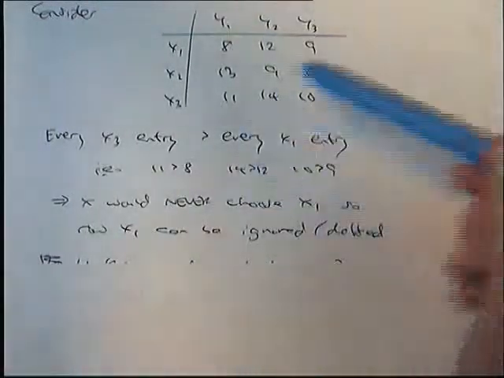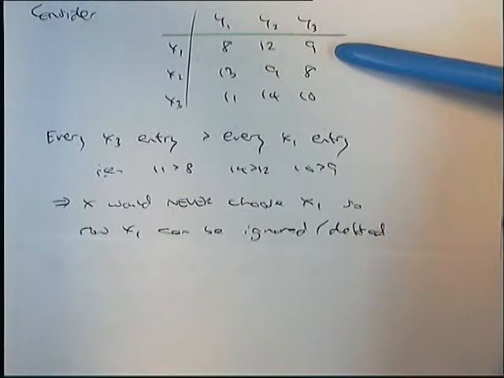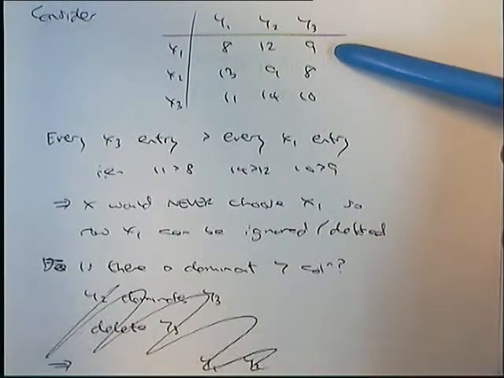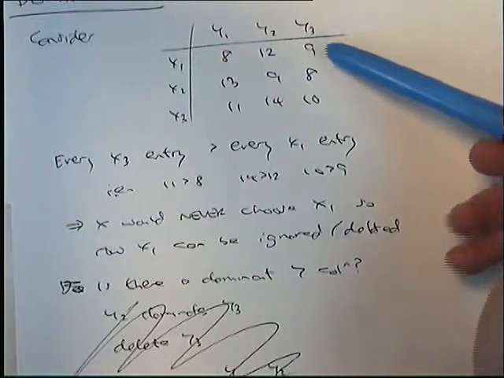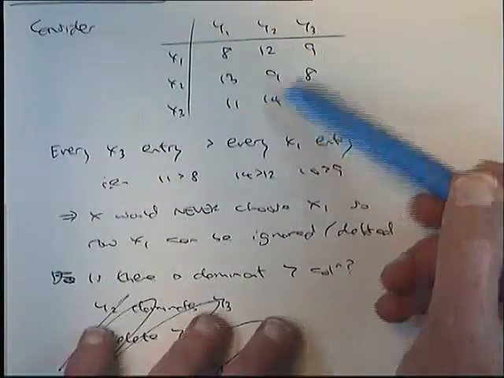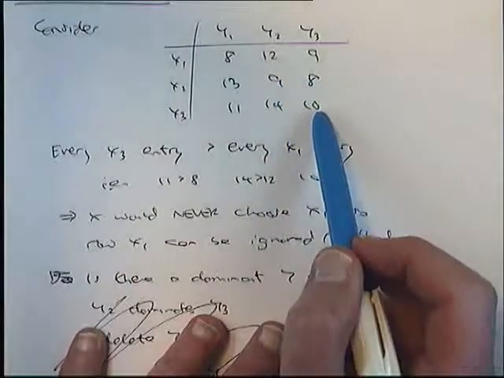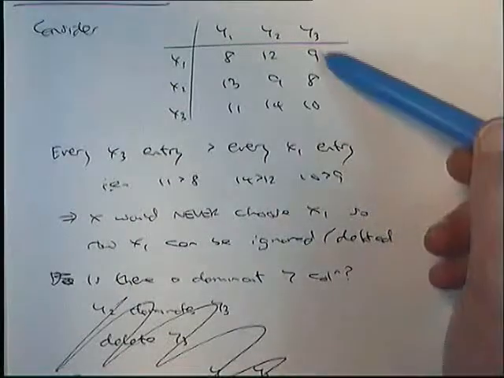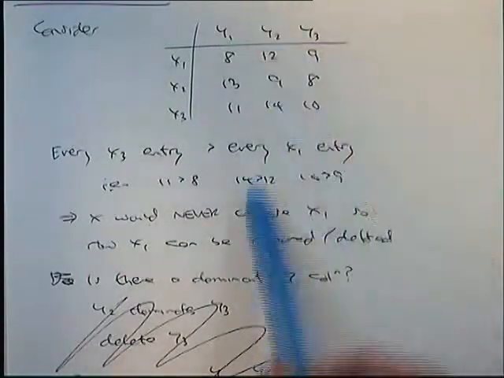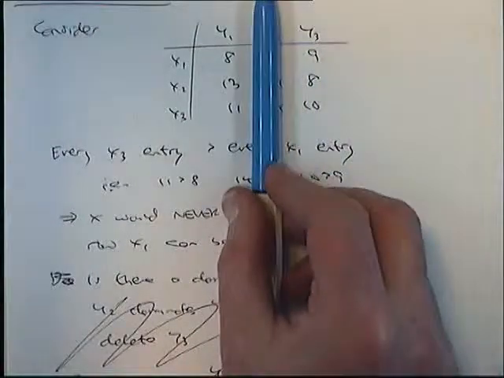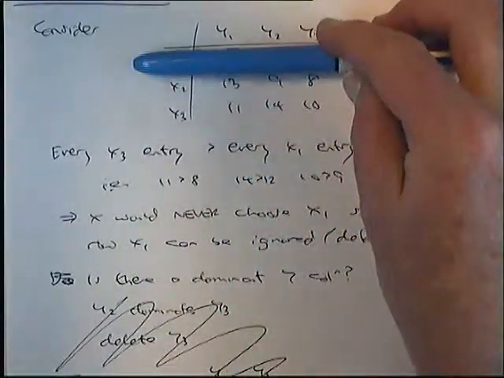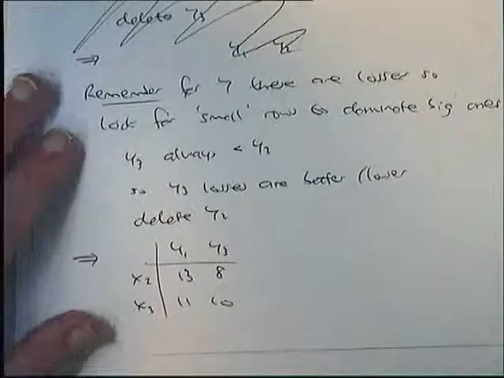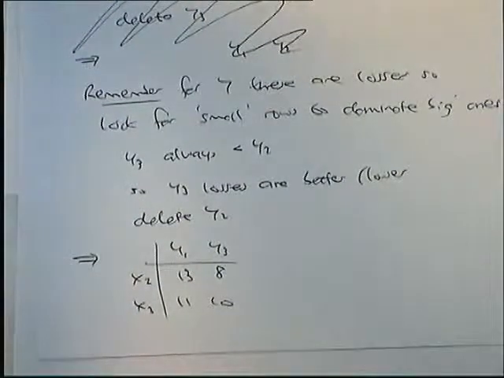Similarly, if you're looking at the y's, remember what is lower is better for y. And if you look at this, y3 is always lower than y2. 9 is less than 12, 8 is less than 9, 10 is less than 14. So player y, because y3 is always lower than y2, will never want to play y2. So you can strike that column out. We've already said we can strike that row out, and that then reduces it to a 2 by 2 matrix. That is what dominance is all about. And you can do that fairly early on in a question to reduce the size of the problem.